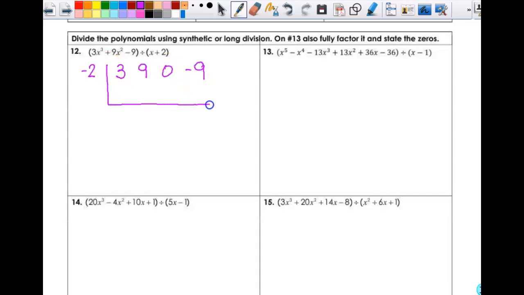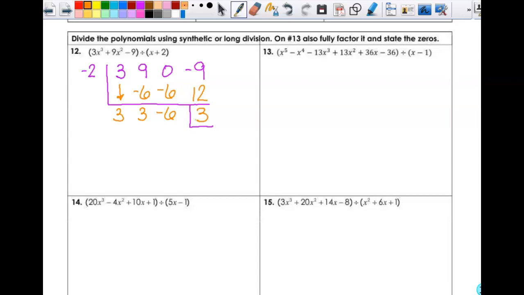This is a third degree polynomial, so I should have 4 numbers in here. I am missing my x term. That's where my 0 goes. Cannot forget that. Okay. So then I'm going to run through my synthetic division here. I'm going to bring down my 3. Negative 2 times 3 is negative 6. It gives me 3. Negative 2 times 3 is negative 6. It gives me negative 6. Negative 2 times negative 6 is 12. That gives me a positive 3.